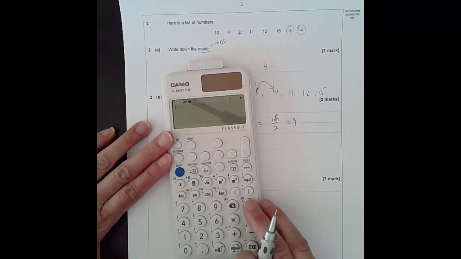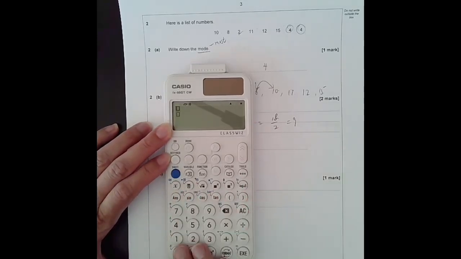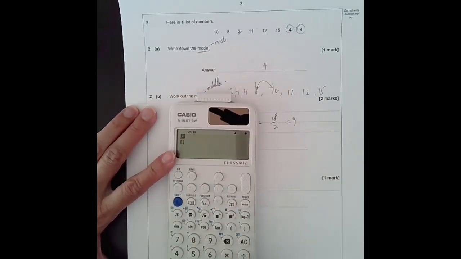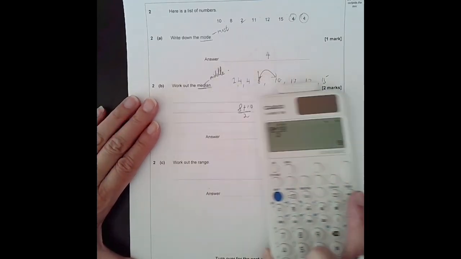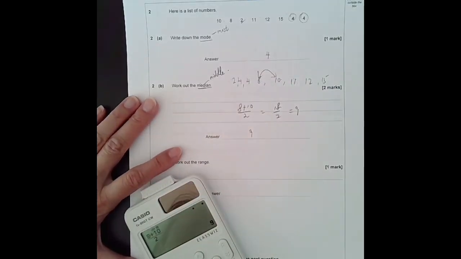Just in case, let's check that. Calculator paper, why not? So we have 8 plus 10 over 2. We have 9 there. Correct answer. So very safe, another 2 marks there.